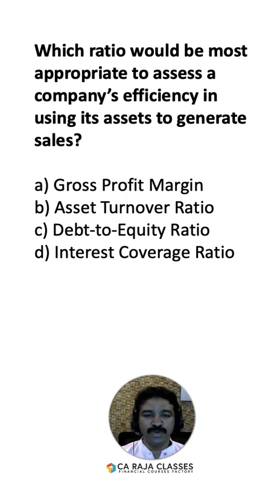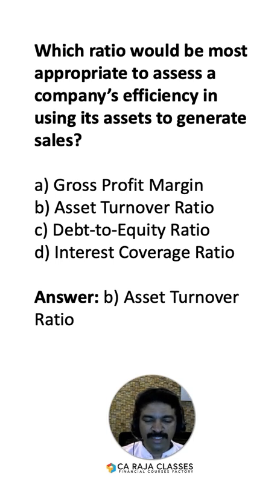In asset turnover ratio, you will be establishing the relationship between the sales and assets, and you understand how many times the asset has been turned over for achieving the sales. So if the asset is turned over many times, let's say 2 times, 3 times, it means there is going to be a higher amount of sales, and that will bring in more profit, that will bring in more return on investments, right? So asset turnover ratio would be the most appropriate ratio to assess a company's efficiency in using its assets to generate sales. So the answer is item B, asset turnover ratio.